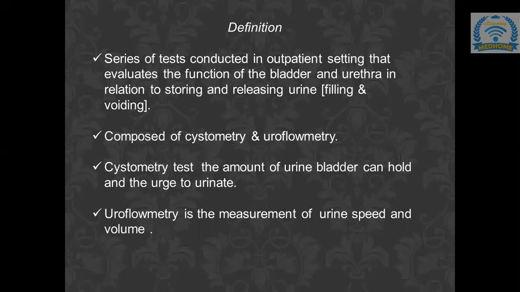Now, urodynamics is basically divided into two types, that is cystometry and uroflowmetry. Cystometry is done to check the amount of urine the bladder can hold and when the urge to pass urine comes. Now, what is uroflowmetry? It is the measurement of how much urine flows, with what speed, and what is the volume of the urine that flows. That is defined as uroflowmetry. Hope I am clear to all of you till now.